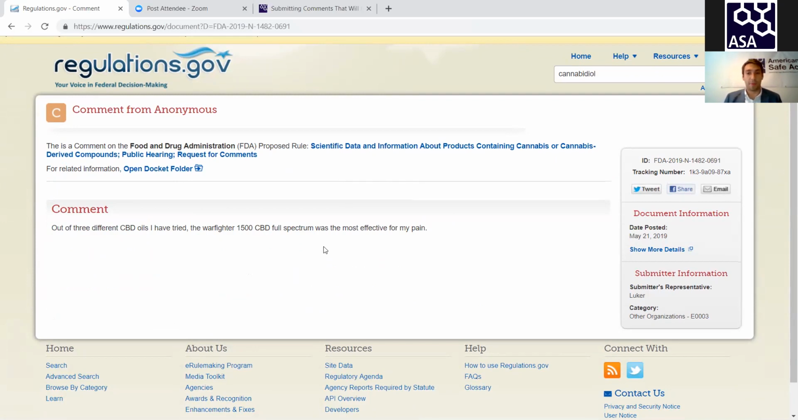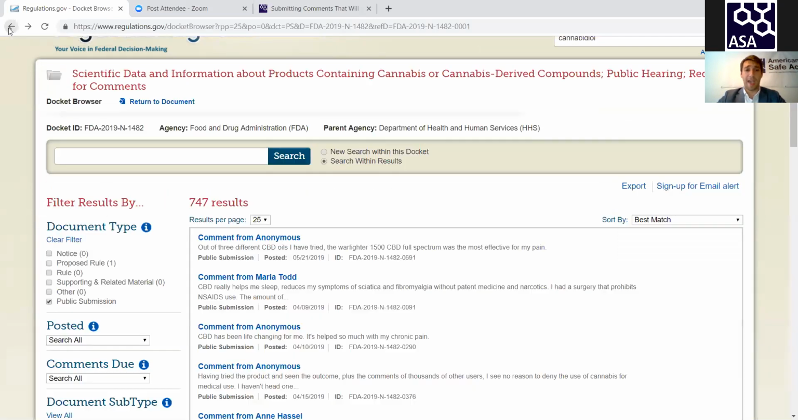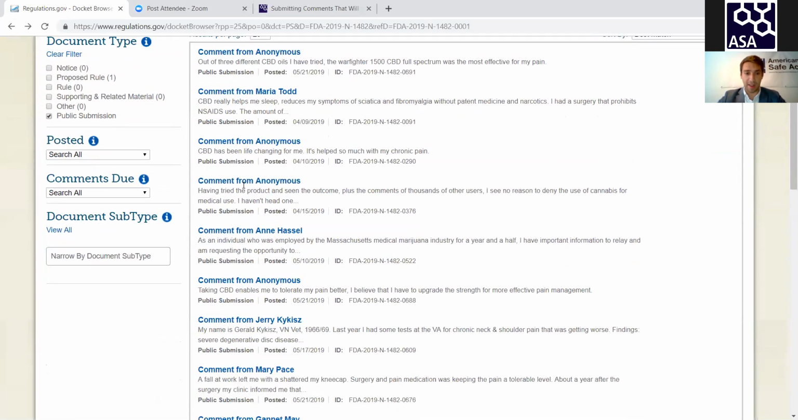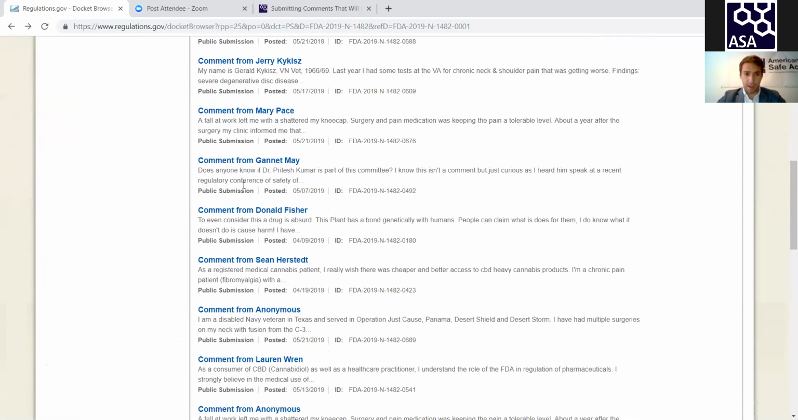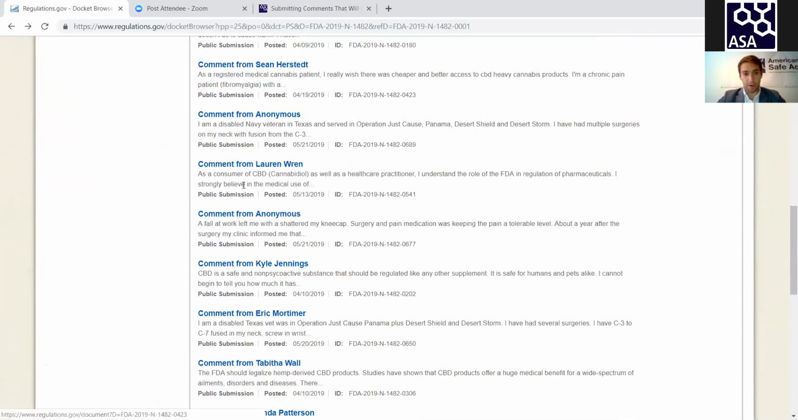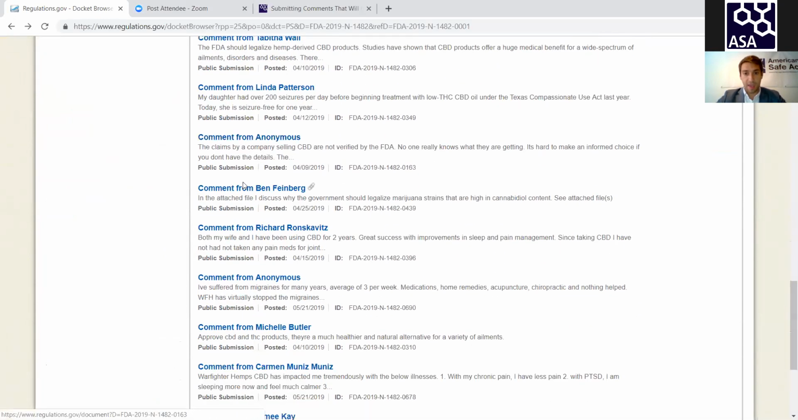Unfortunately, this comment probably isn't going to have significant impact on the FDA. It doesn't provide any data other than an anecdotal story, and it doesn't provide really what type of pain this person is dealing with, or any sort of the questions that the FDA is looking for in terms of safety profile or labeling. So if we go back, I will try to find a better one that does a little bit better with providing data.